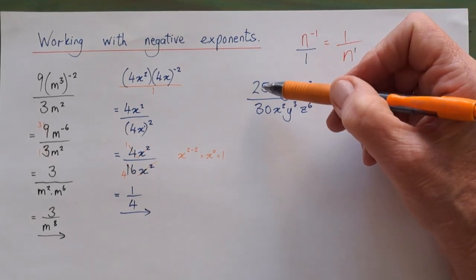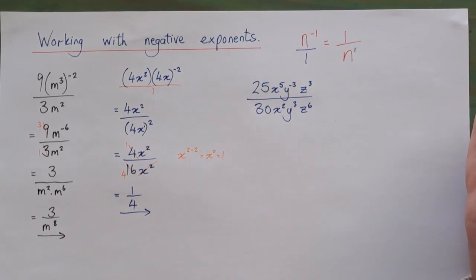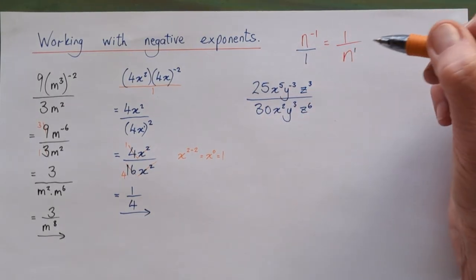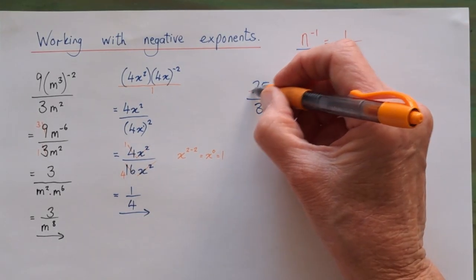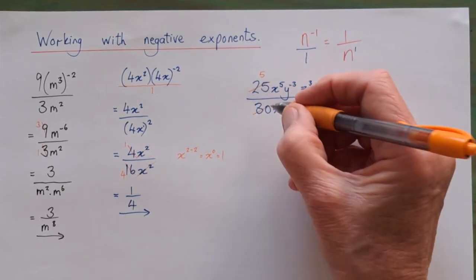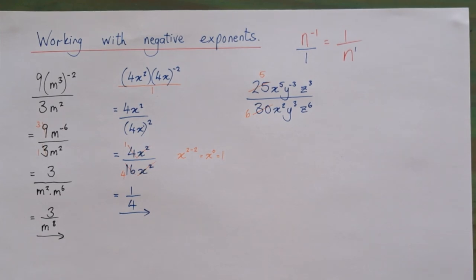So coefficients are numbers. We need to treat them as we always have. What will divide into 25 and into 30? What times table do they both belong to? Very obviously the 5 times table. 5 goes into 25 5 times, and 5 goes into 30 6 times.